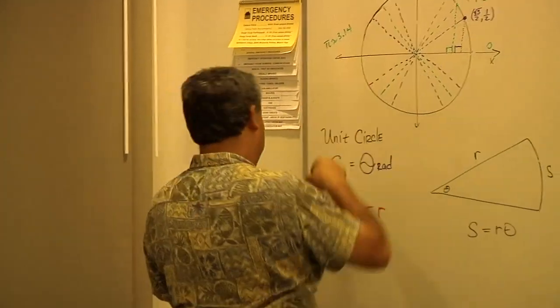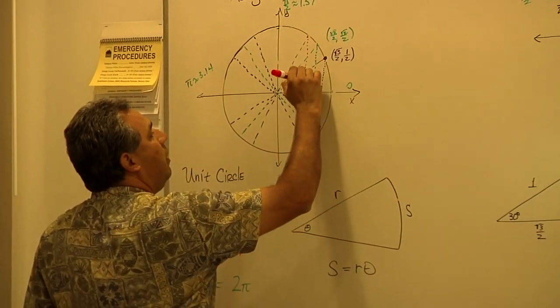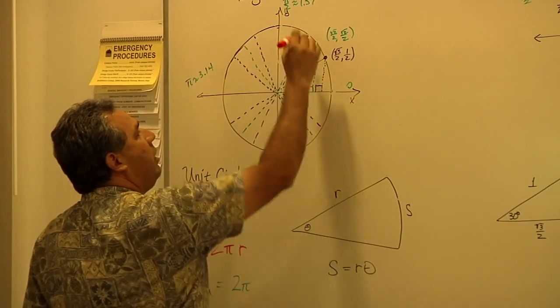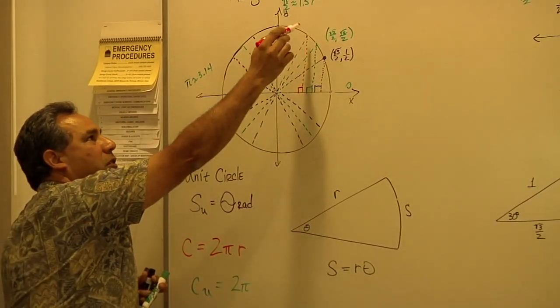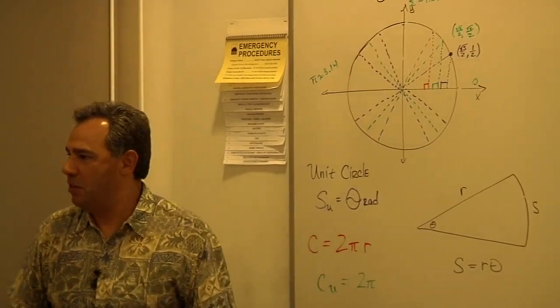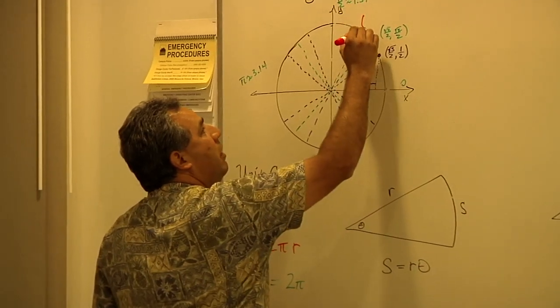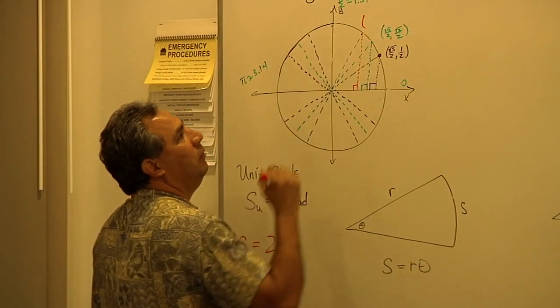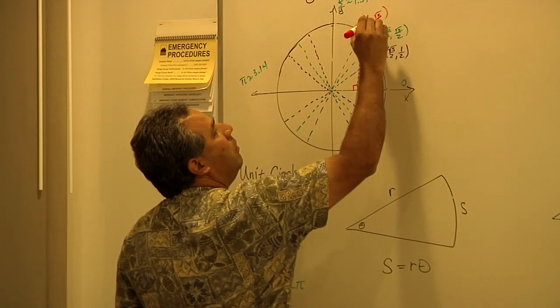Now we go here to the pi over 3. And if I drop a perpendicular here, I get this triangle. What kind of triangle is this? This is pi over 3, which is how many degrees? 60 degrees. It's a 30, 60, 90 triangle. It's just that it's this way. And what are the coordinates there? 1 half, comma, root 3 over 2. Okay.